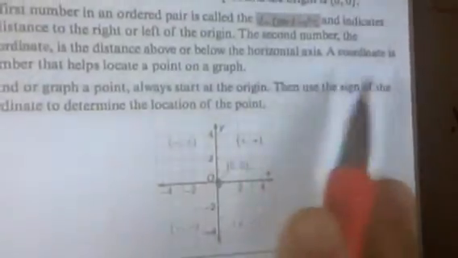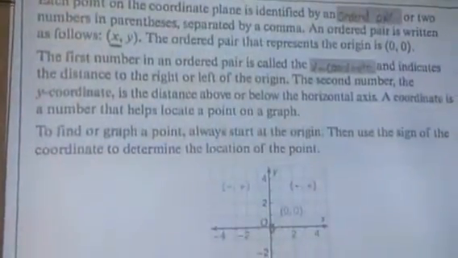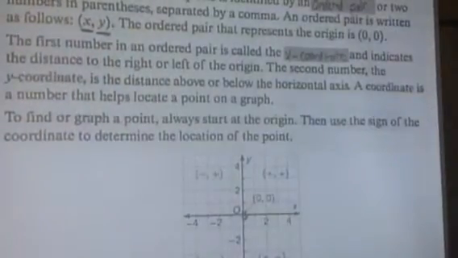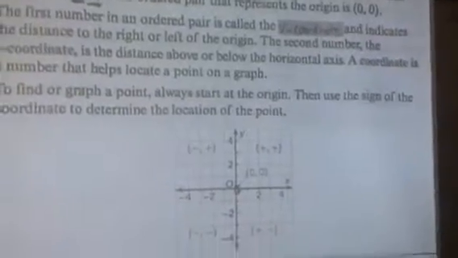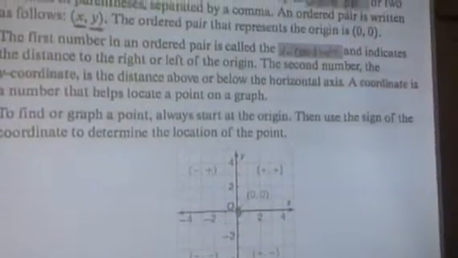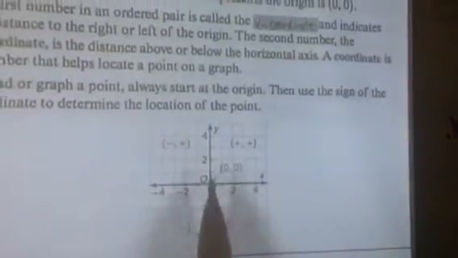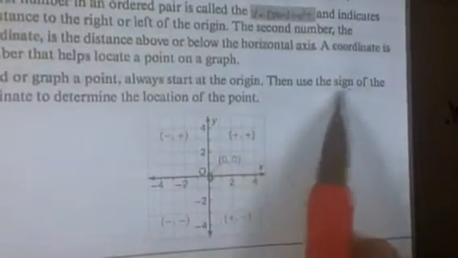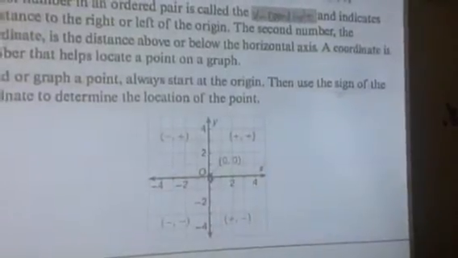The second number is the y coordinate. So this is your x coordinate, that deals with your left and your right. This is your y coordinate, that deals with up and down. A coordinate helps you locate a point on a graph. So to find or graph a point, you always start at the origin, always start at this center point, then use the sign of the coordinate, figure out whether it's positive or negative, to determine the location of the point.